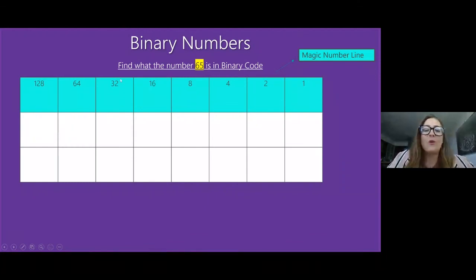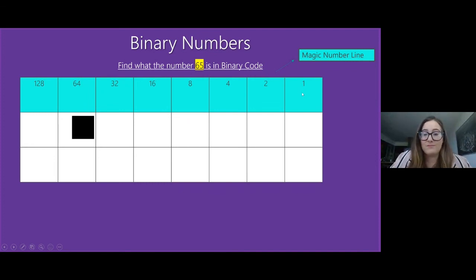Exactly. So I know 128 is too big, so I'm not going to use that. But we can use 64, can't we? Yeah, that goes. You think about it as it will go into 65, and then it will leave a number behind, so to speak. Exactly. And then 64, what other number can I add to that to give me what I need?